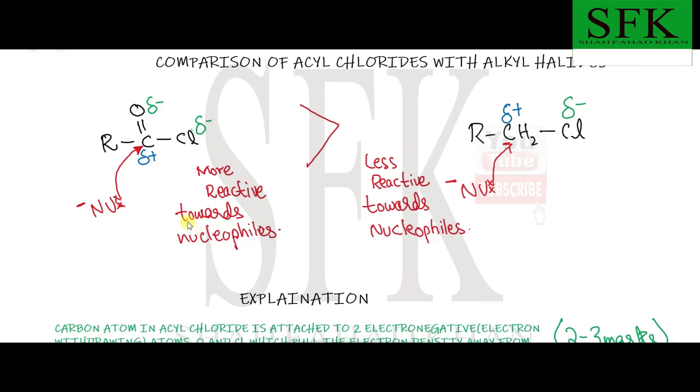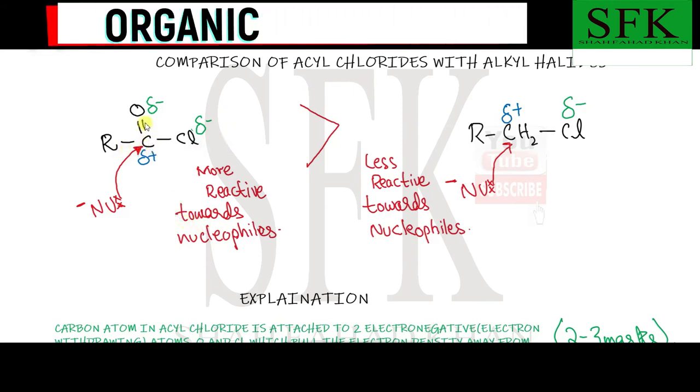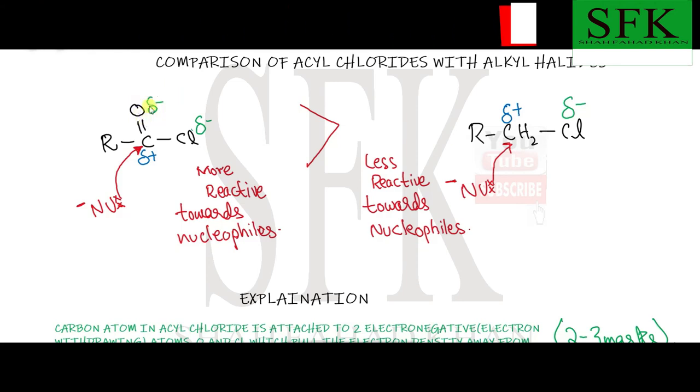Basically, if we look at the acyl chlorides, there the carbon is double bonded to an oxygen atom, which is highly electronegative, and at the same time, the same carbon atom is bonded to a chlorine atom, which is also electronegative. So these two electronegative atoms pull the electron density away from this carbon atom. As a result, the magnitude of this partial positive charge increases.